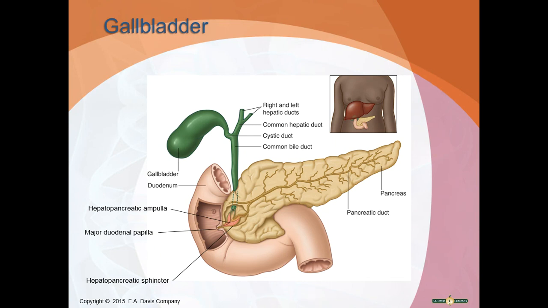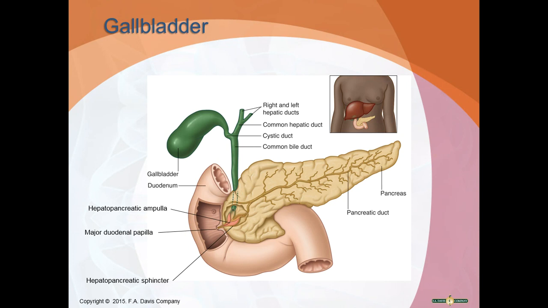Let's take a look at the gallbladder. The gallbladder, which is attached to the underside of the liver, stores and concentrates bile. It's about 3 to 4 inches, 7 to 10 centimeters long, and holds 30 to 50 milliliters of bile. Bile leaves the liver by the right and left hepatic ducts. These two ducts converge to form the common hepatic duct, which goes on to become the common bile duct. Bile from the liver first fills the common bile duct before backing up into the gallbladder through the cystic duct.